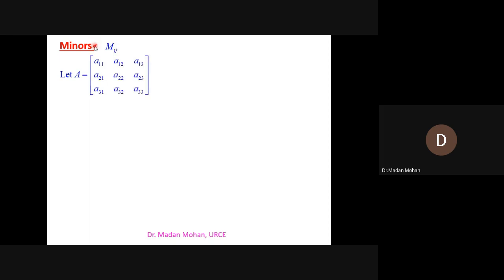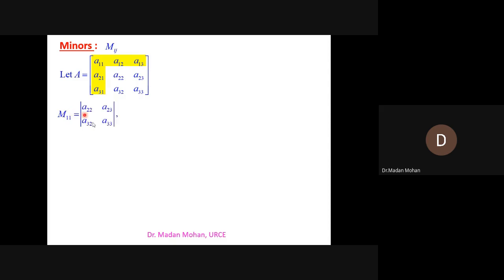I'm explaining minors for third order. Minors for third order. Okay. M11 is one minor of this matrix. What's that minor? Let me show. M11 means you just close the first row and the first column, and the remaining second order determinant is called a minor.